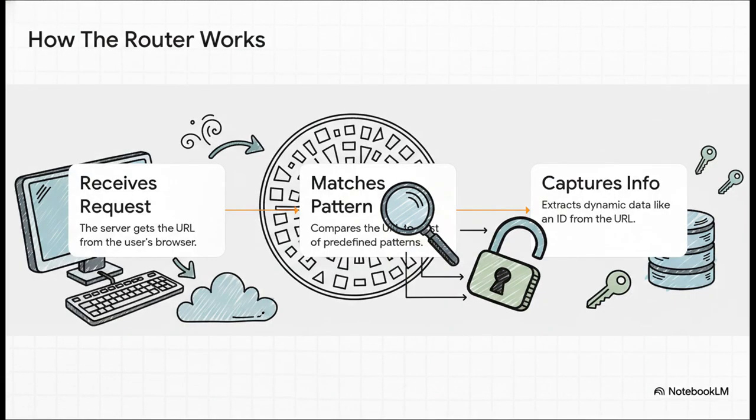So, how does the router actually pull this off? Well, it's a pretty straightforward three-step process. First, it gets the request from your browser. Second, it scans through its list of patterns, looking for a match for the URL you typed. And third, and this is the really clever part, it doesn't just find a match. It also grabs any key information that's embedded right inside the URL itself.